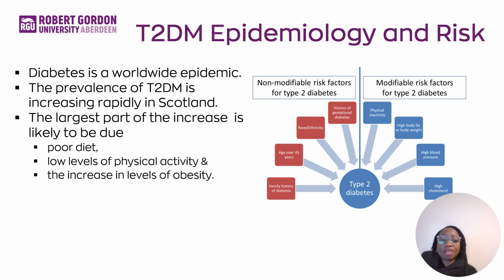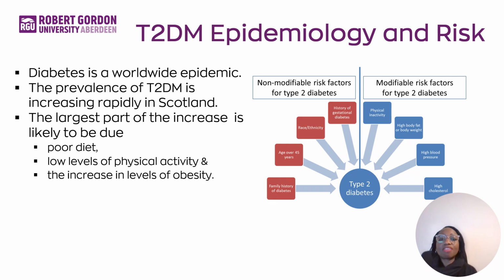So there are modifiable and non-modifiable risk factors, just like you covered in the cardiology module. Some of the non-modifiable risk factors include history of gestational diabetes. So if somebody had diabetes when they were pregnant, then their risk of developing type 2 diabetes is increased. Race or ethnicity is a risk factor. So mostly people of Asian or Black African origin are at high risk. Age over 45 is a risk factor which you cannot change as well. But alongside this, family history of diabetes does put you at risk of developing type 2 diabetes.